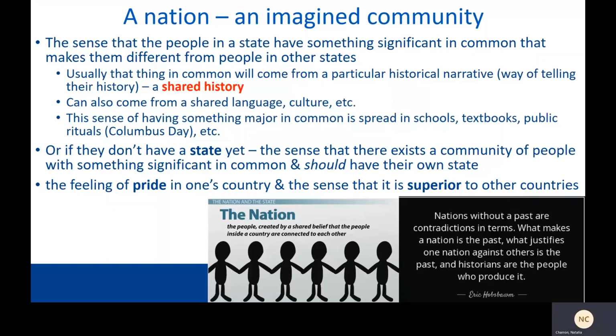In the cases when nations don't have a state that represents them yet, whether they've been imperialized or they just haven't formed a state, a nation is the sense that there is a community of people with something significant in common, and they should have their own state. They should be independent. Nations and nationalism tend to also have a lot to do with a feeling of pride in one's country and a sense that it is in some way superior to or better than other countries and other nations and other states.